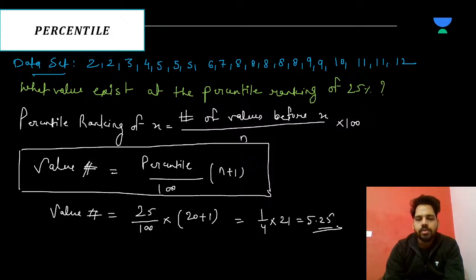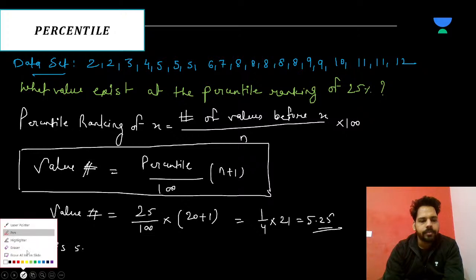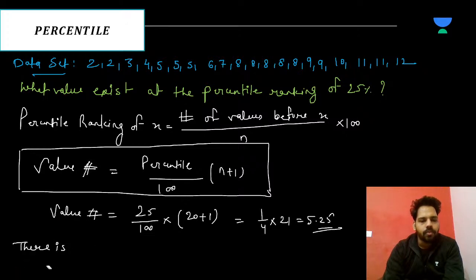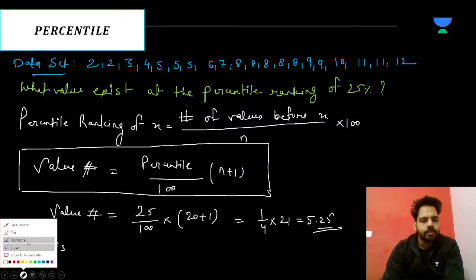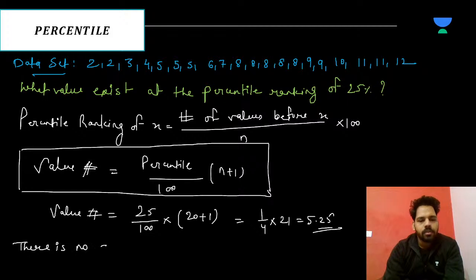5.25. So as you can see over here, that 5.25 is not visible, right or not? Is 5.25 visible? No. So we can write here, there is no 5.25 value.